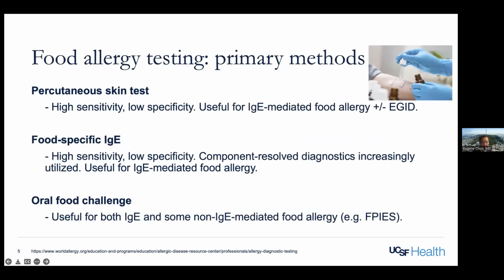So first of all, just some background, kind of a primer in terms of allergy immunology for the majority of the audience who I suspect is not going to be in allergy and immunology. So we have some primary methods of testing for food allergy. First, we have percutaneous skin testing, which is very, very sensitive, but very, very non-specific. And it's useful for basically IgE-mediated food allergy, which we'll describe in some more detail soon, as well as potentially for EGID.